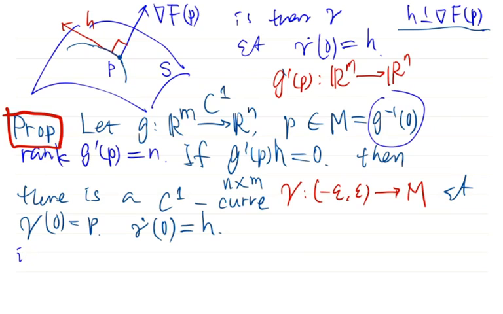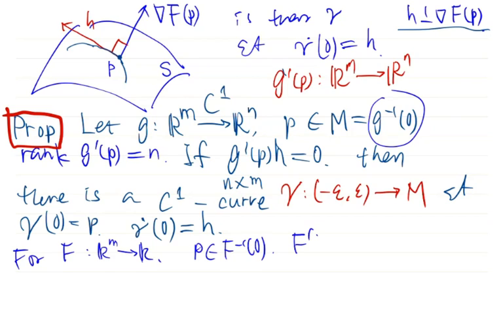So for our previous example, for our F, a function from Rm to R, P is a point in the inverse image of the origin, 0. So then the derivative of F at P can be identified to the gradient at P.